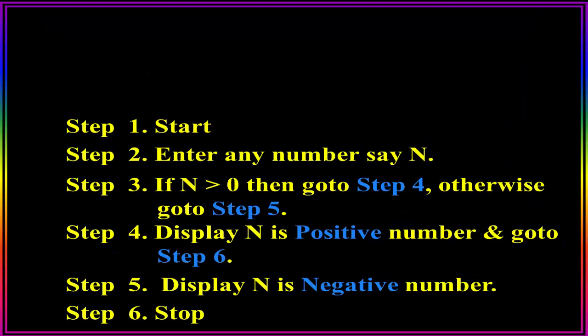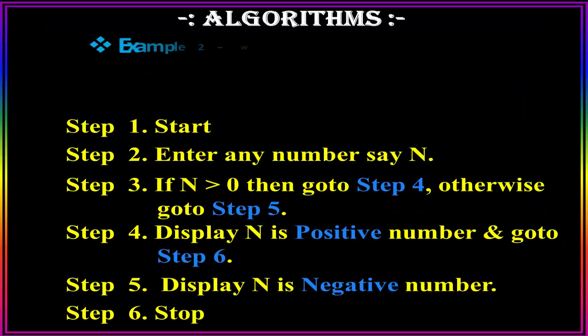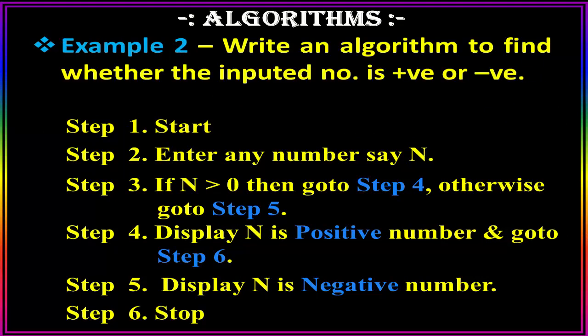Suppose we want to write the algorithm to find whether the inputted number is positive or negative. So the first step of the algorithm will be start. In second step, the user needs to enter some value for the variable n. So for second step, we will write enter any value, say n, or input any number, say n, or read any number, say n. In third step, we will do the comparison and check whether the inputted number n is greater than 0 or not.